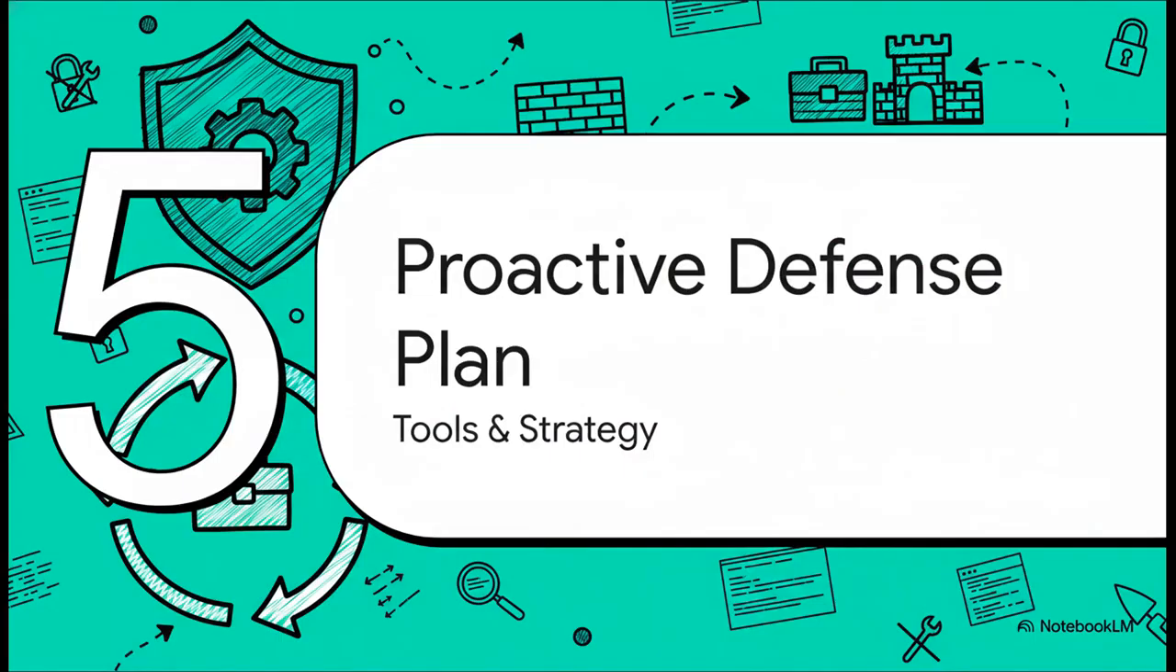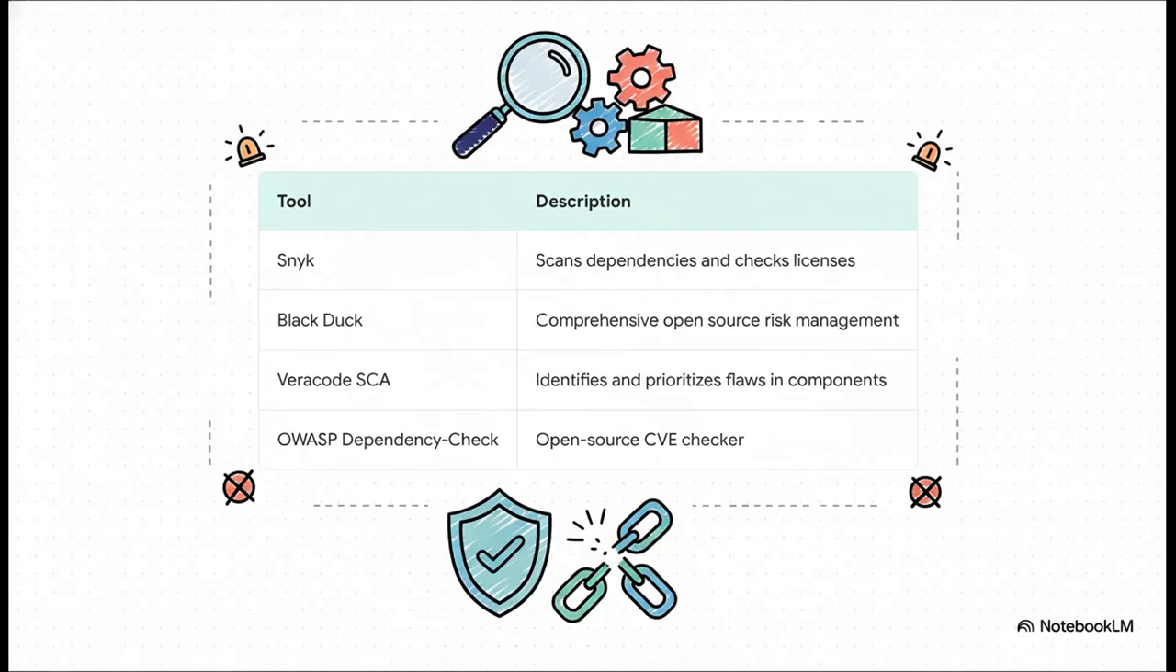So, the big question is, how do you actually make all this happen? Let's get into the specifics, the tools and the strategy you need to build an ongoing, proactive defense. The great news is you don't have to do this all by hand. There's a whole category of tools called software composition analysis, or SCA, that are designed specifically for this. Platforms like Snyk, Black Duck, and many others can automate this entire process for you, scanning your code, identifying every component, and flagging any known vulnerabilities.